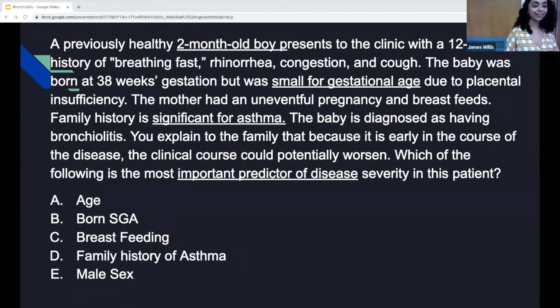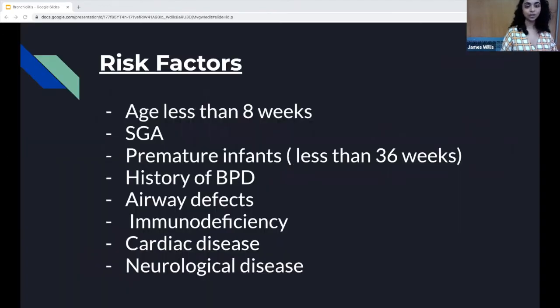It's really important to look at the end of the question. So the most important predictor of disease severity, right? We talked about it a little bit, but age is actually the most important predictor of disease severity, with the greatest risk being from 1 to 3 months of age. That's generally when protective maternal antibodies wane. Other risk factors include kids that are less than 8 weeks, obviously.